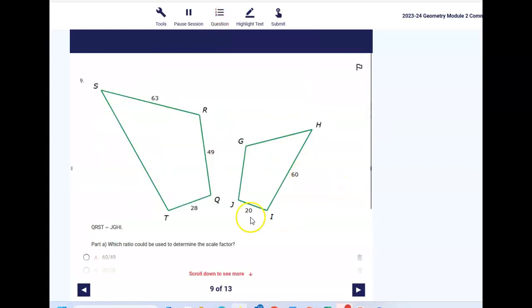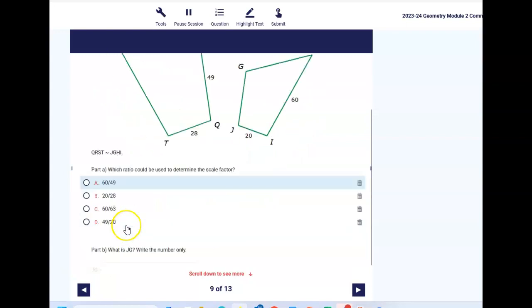Question 9. Shape QRST is similar to shape JGHI. Part A, which ratio could be used to determine the scale factor? Option A is 60/49. Option B is 20/28. Option C is 60/63. And option D is 49/20.